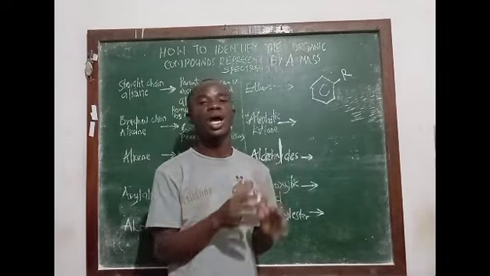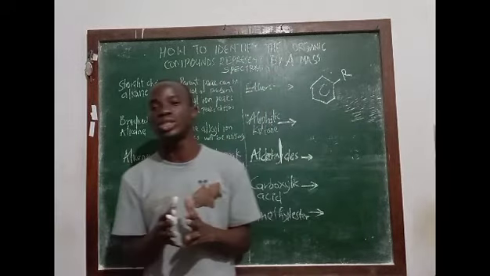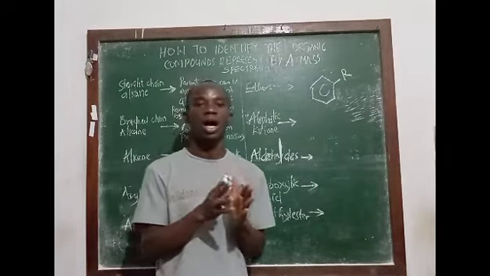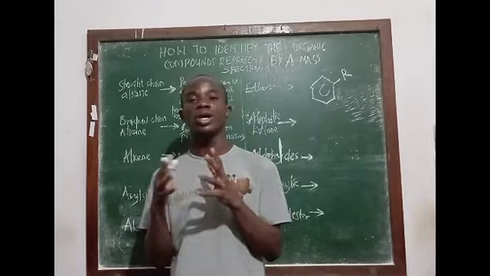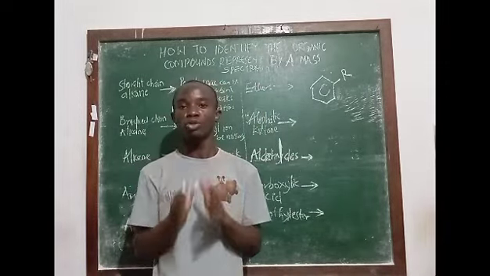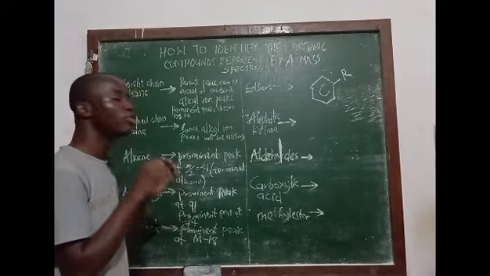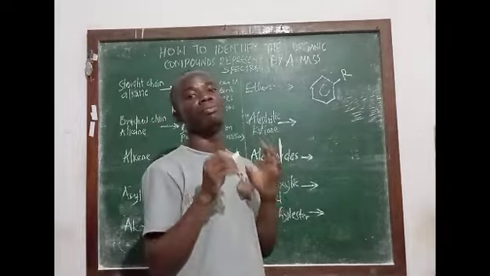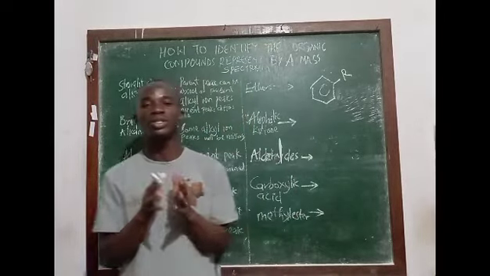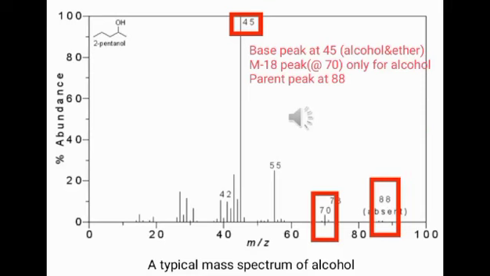Also note that we have different classes of alcohol. You can have primary alcohol, secondary alcohol, or tertiary alcohol. So there is also a way to differentiate between these three classes of alcohol. But note that for any mass spectrum that represents an alcohol, it will have a peak at M minus 18, which represents removal of water.